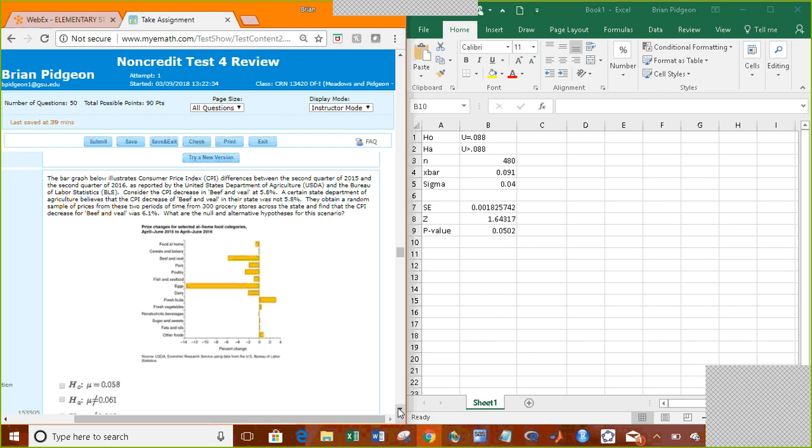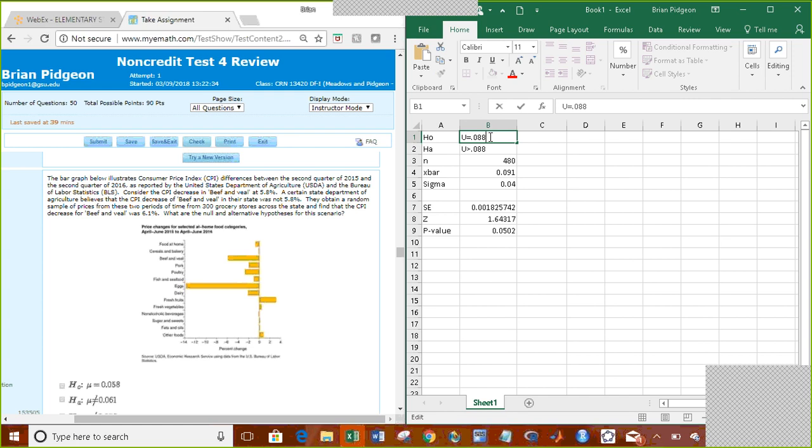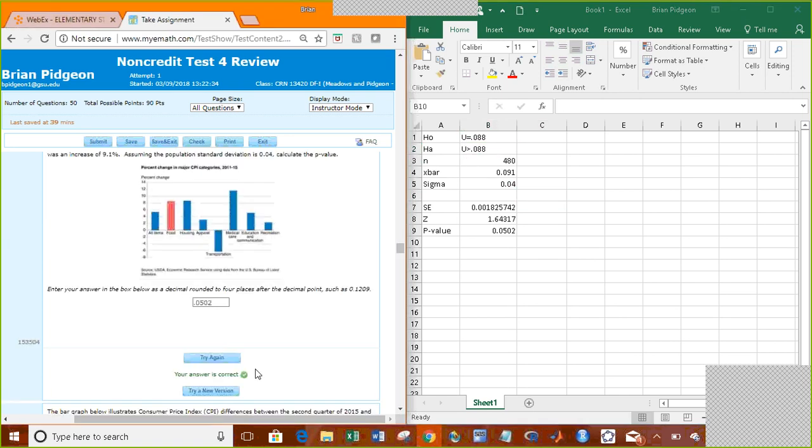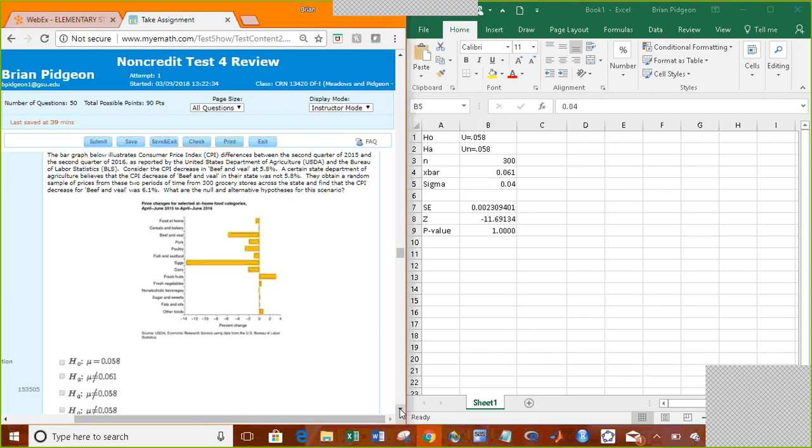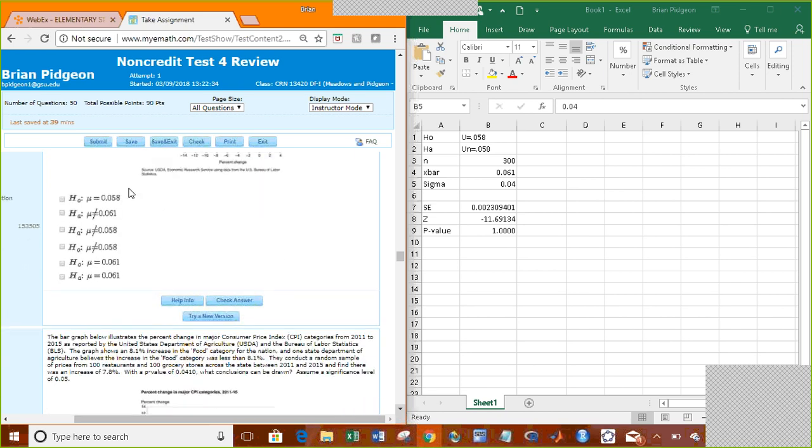All right. I'll do this one because the hypothesis is different. The CPI decrease in beef is at 5.8%, so 0.058. We're looking at a not equal to. So our sample size here is 300. X bar is 6.1. So the null hypothesis is that we're equal to 0.058. The alternative, if you look, is not equal to 0.058.